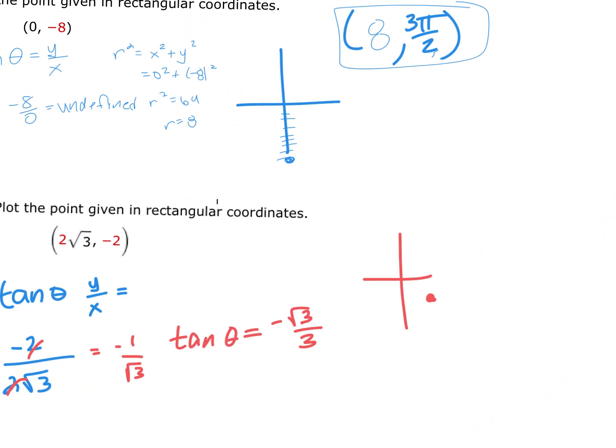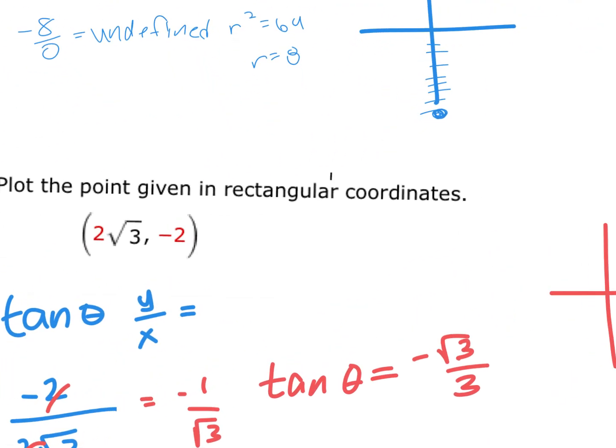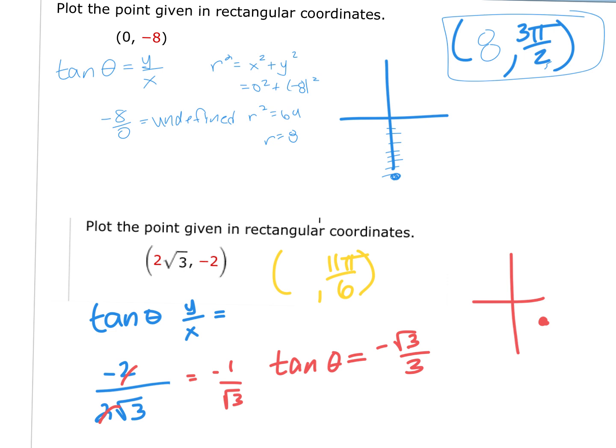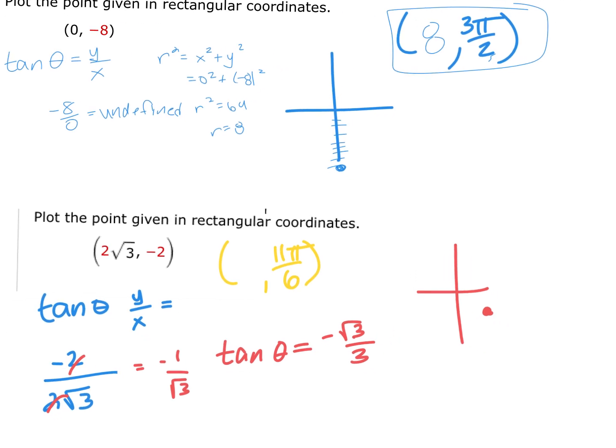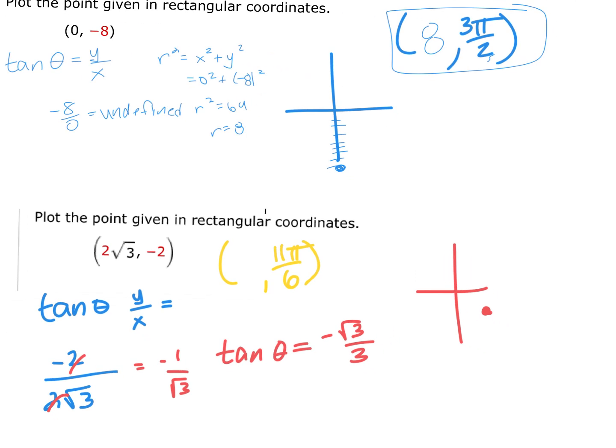So I know that when I convert, I'm going to find my r here in a second, but the angle that I'm talking about is 11 pi over 6. And then how do we find the r value? All right, let's go back to just some basic algebra here so we don't make any silly mistakes. How do you find your r value?